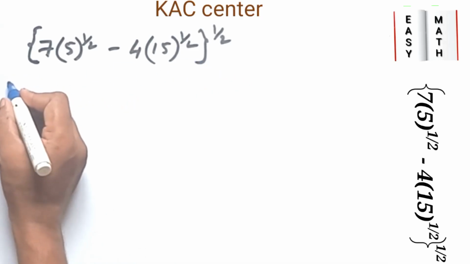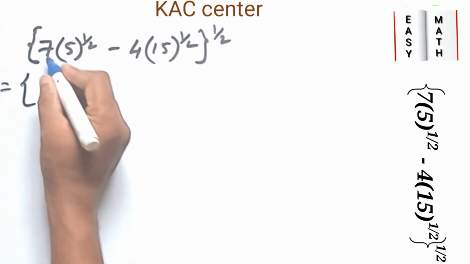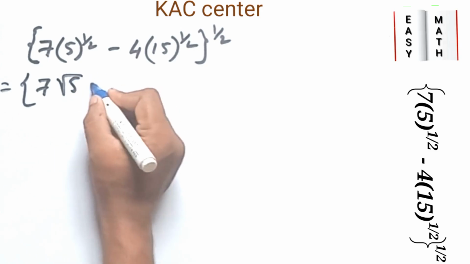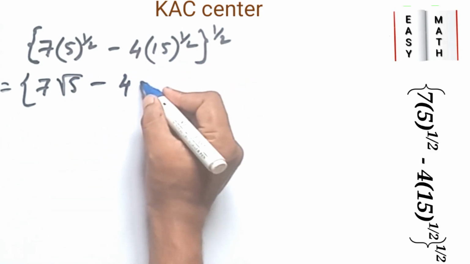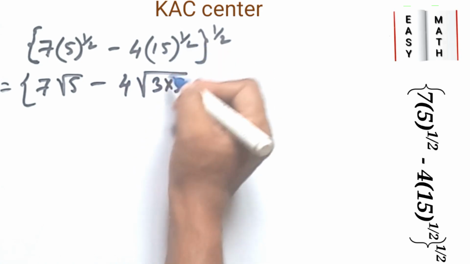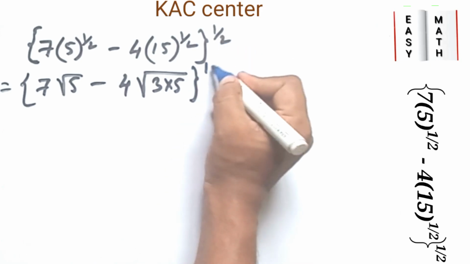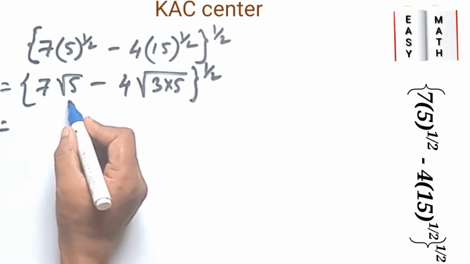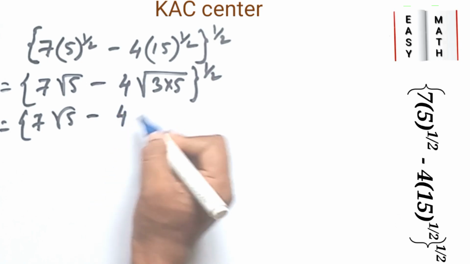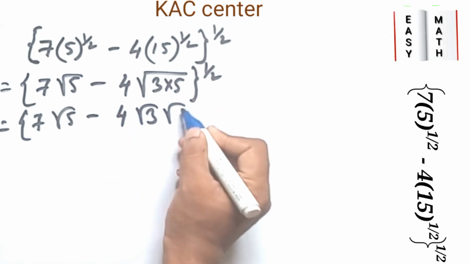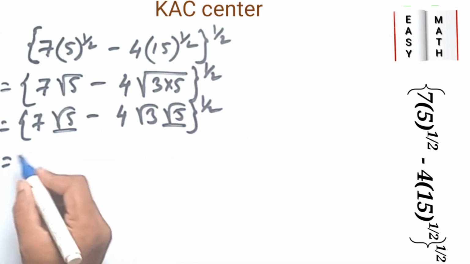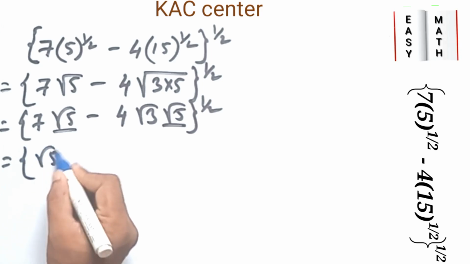Find out this value. So first we can write, there is the 7, and this is the 15, we can write 3 into 15, and this is half. And now again in this, this is the 4, this is the 3, and this is the 5, and now take the common of this. So now take the common.